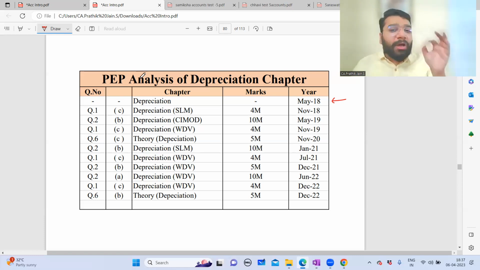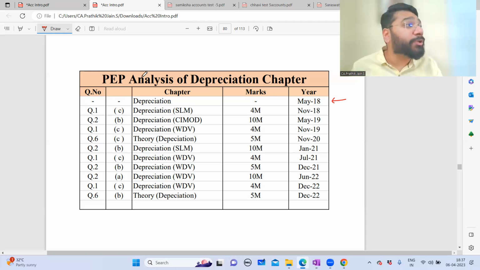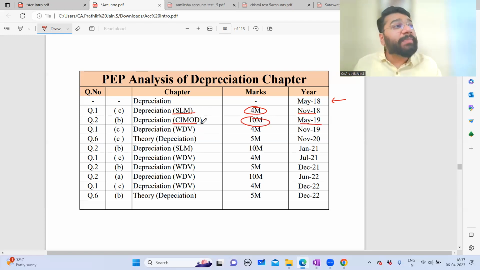But after that, if you observe, in every single attempt there is a question from the depreciation topic. So this means what? This is the highest important topic. And if you see here, I've given the weightage. In November 18, they asked for 4 marks, SLM method. May 19, 10 marks, new method. Change in method of depreciation.